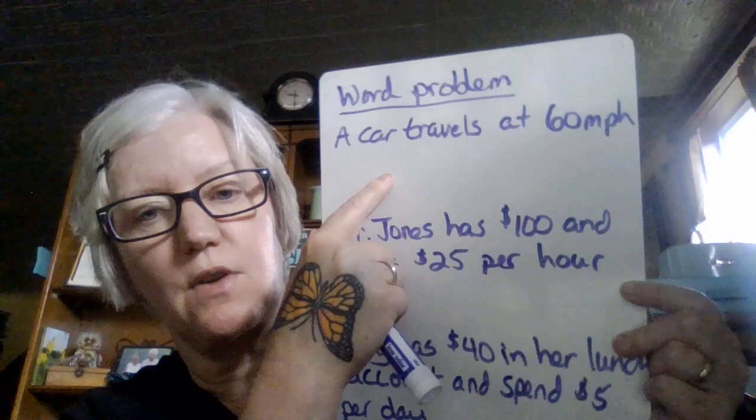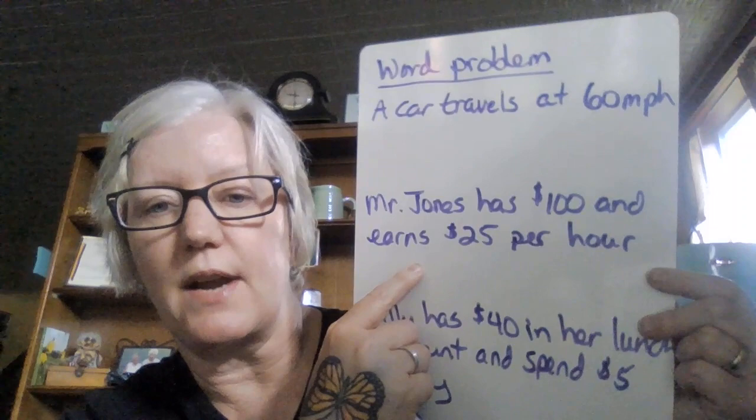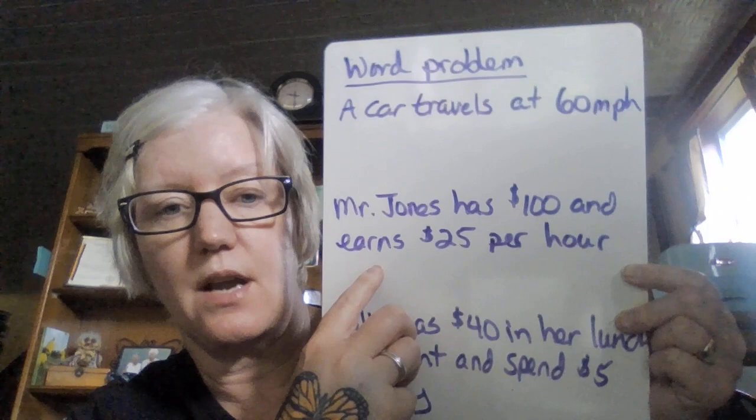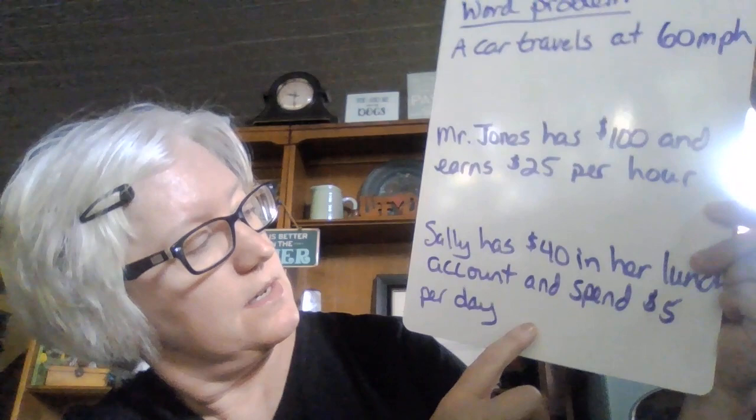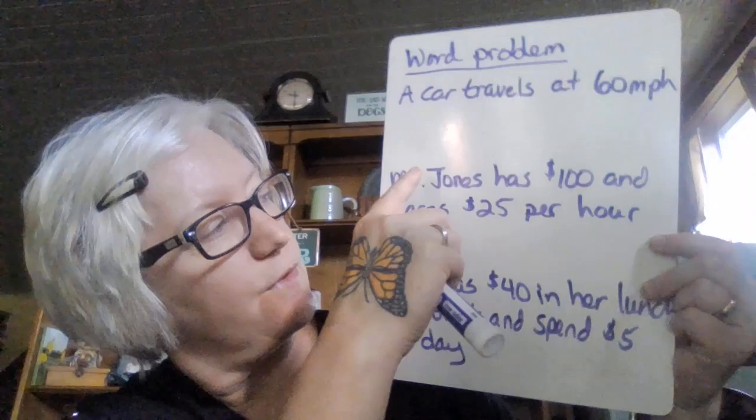This one is, he starts with $100. So if we graph this, at 0 hours before he started working, he already had $100. So 100 is the y-intercept. That's where it started. Here, Sally started with $40. So that is her y-intercept. Her graph would start at 40 and go down by 5, down by 5, down by 5, down by 5 until she was out of money.